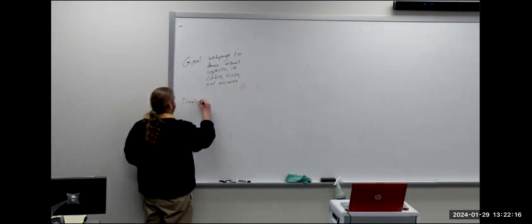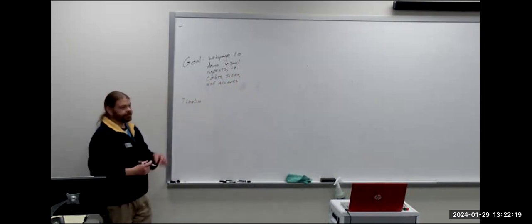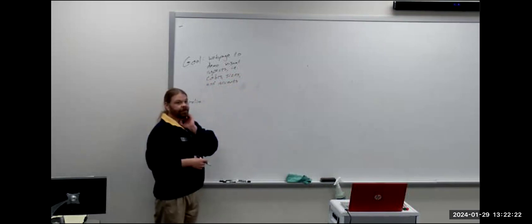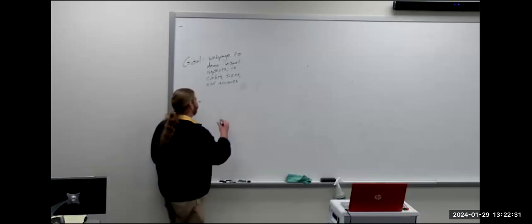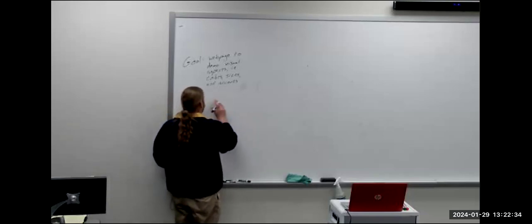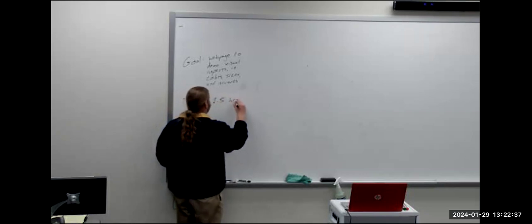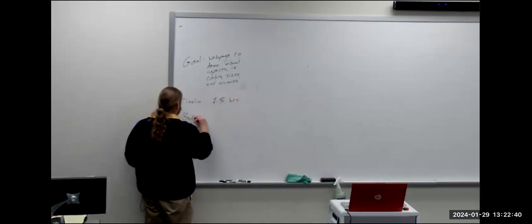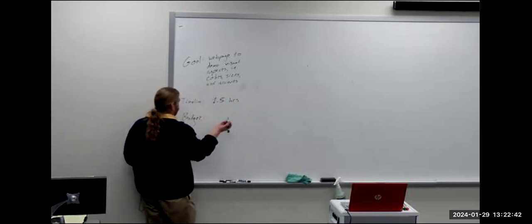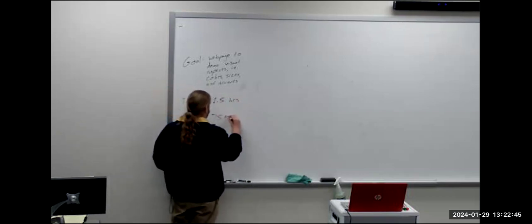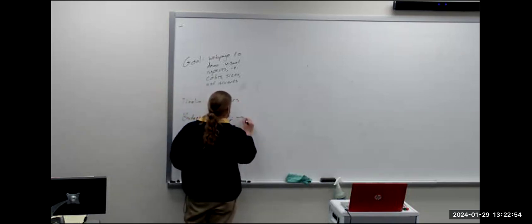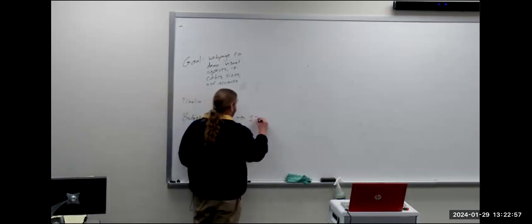Timeline. What do we have? 120. I want to try to wrap up about 3 o'clock today, so that's an hour and a half after we take the break out of it. So 1.5 hours. Budget. Let's say 75 per hour. Let's make it 80 per hour times the 1.5 hours will give us 120 on that budget.